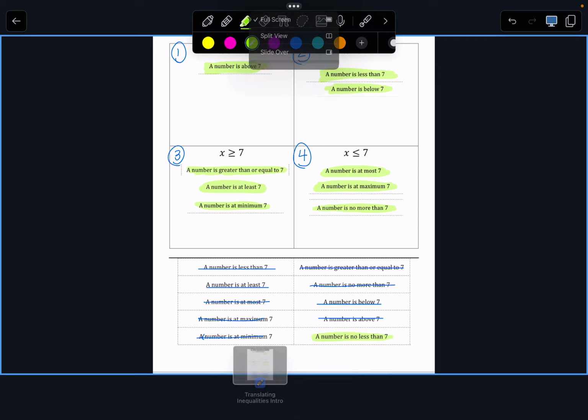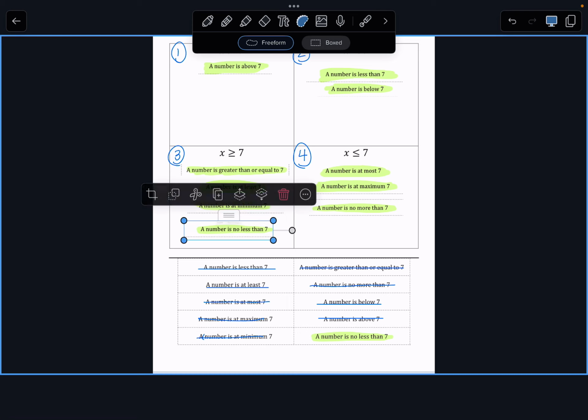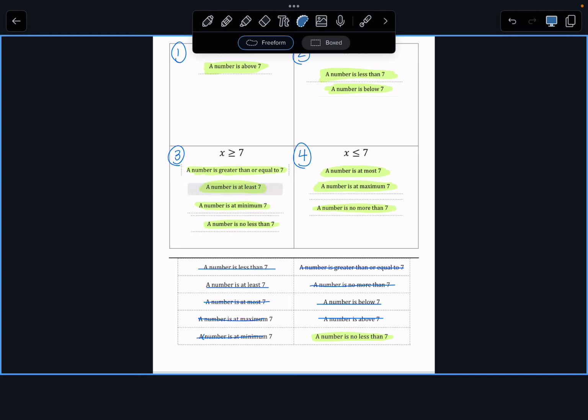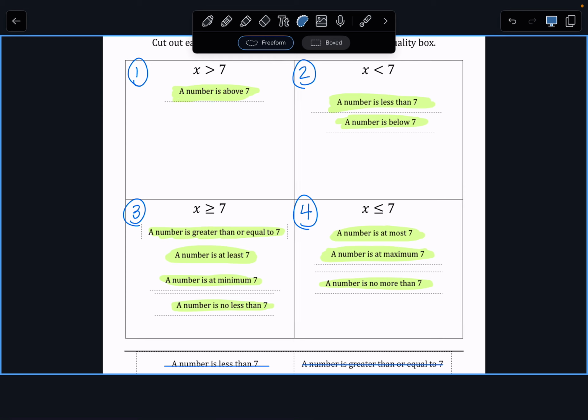Which means no less than needs to go in what box? Number 1. No, it's number 3. Needs to go in number 3. Why'd you say number 3? Okay, can you please make sure that your orange card matches mine right here?